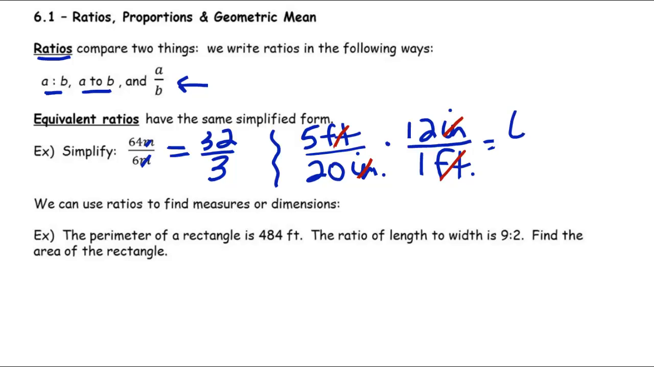5 times 12, 60, over 20. And that's going to reduce to 3 over 1. So that ratio is 3 to 1. That's the ratio, 3 to 1.